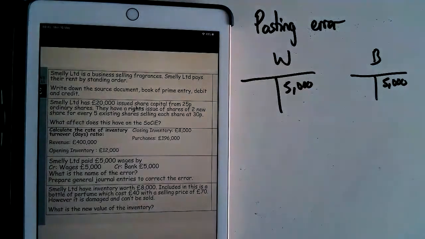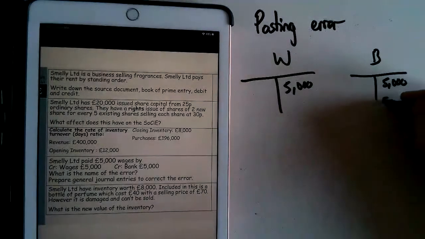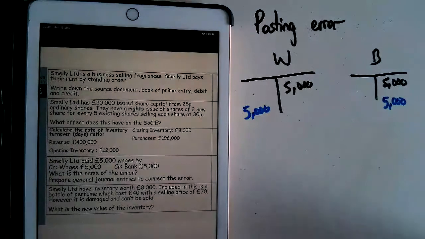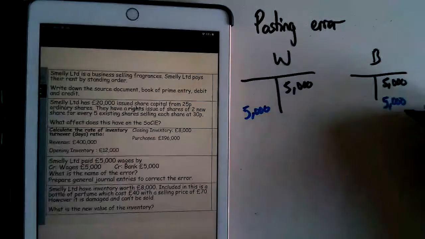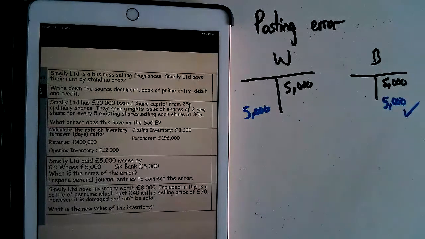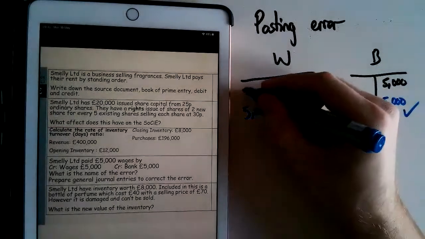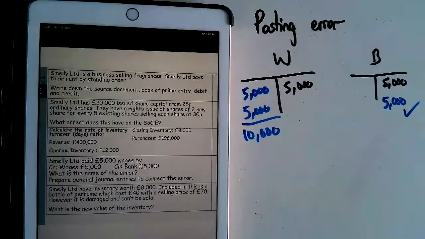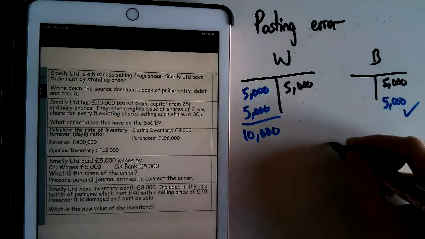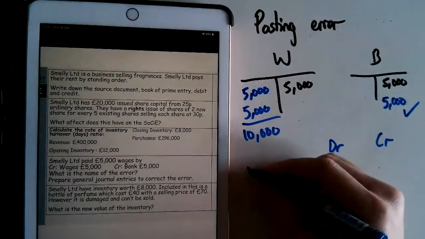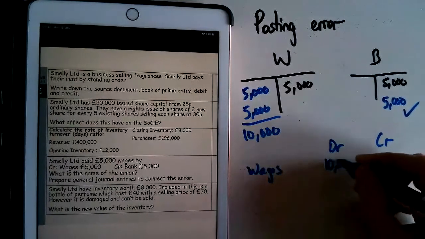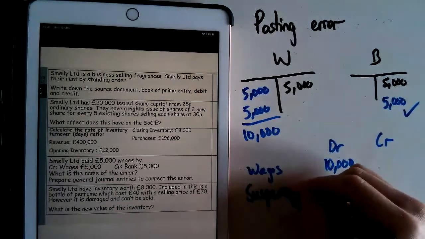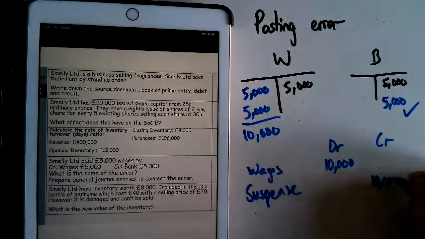Now let's think how it should look. So if I paid wages, there should be money going out of the bank and money spent on wages, which is an expense, so that goes on the debit side. So the bank is done right, so I don't have to worry about the bank. To fix this one, I need to put 5,000 on the side to cancel that out, then an extra 5,000, so I need a total of 10,000 on the wages side. So in my general journal, I have wages, which is going to be debited by 10,000, and then there's no other account that was wrong, so therefore I need a suspense account, which is the same as well, so £10,000.